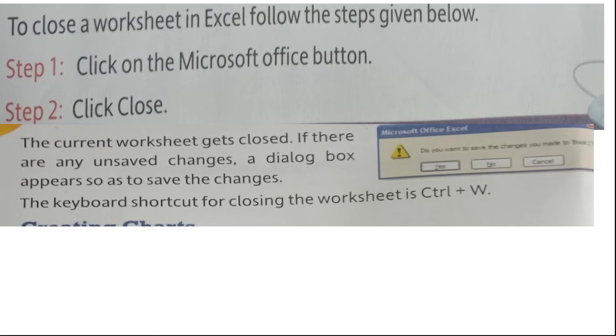As soon as you click on close, a small window would appear. In this window you can see there are three buttons: yes, no, cancel. If you give yes, whatever changes you made would all be saved and the document would be closed. So this is how it works. On the keyboard, the shortcut for closing the worksheet is Control W. As soon as you give this command, the worksheet would be closed.